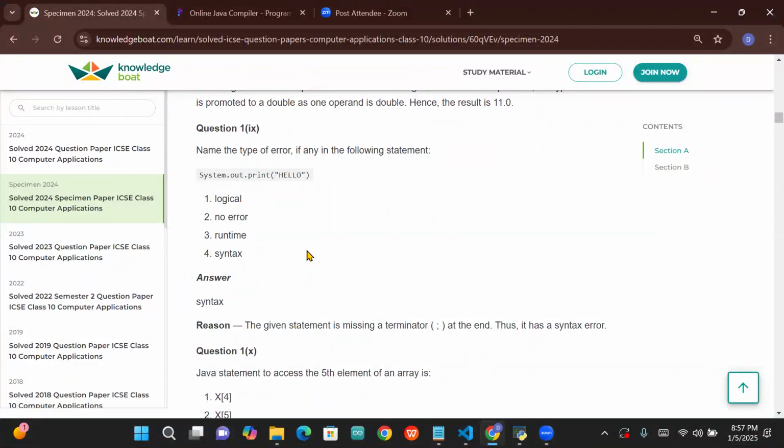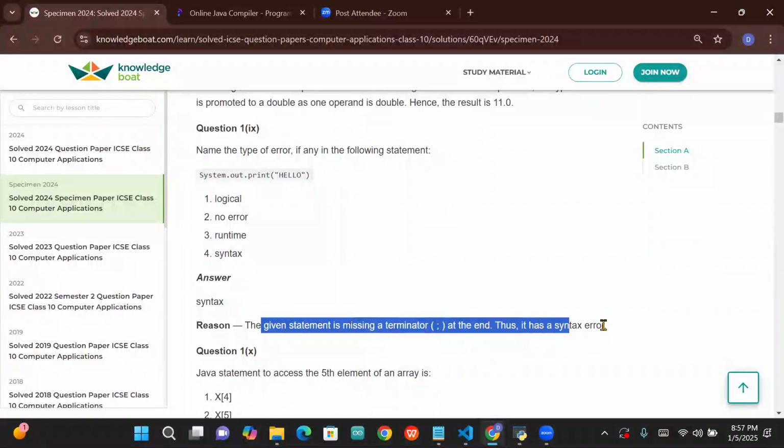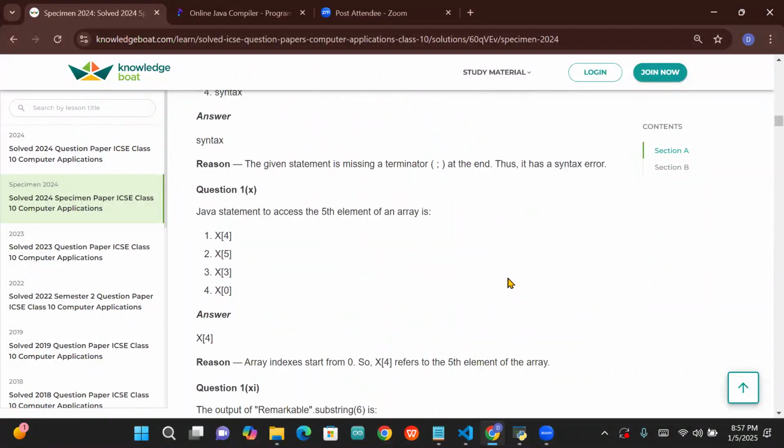Whatever I told you, only questions will come. Okay, so see here, which is the error? They did not use the semicolon at the end of this particular statement. So this is a syntax error. The given statement is missing a terminator at the end. This is a syntax error.